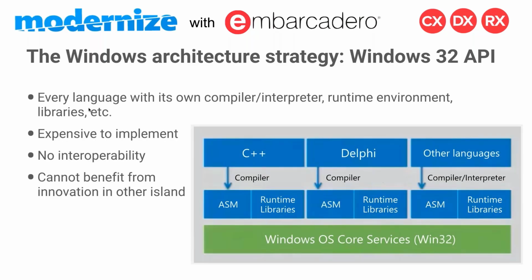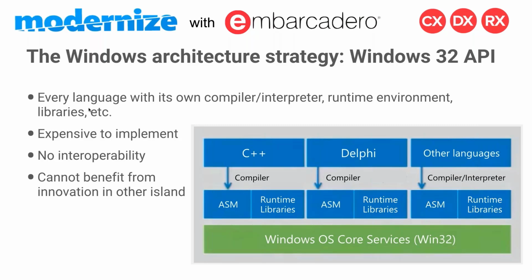In this architecture, every language has its own compiler, interpreter, runtime environment, libraries, etc. Now, you might remember that this has been expensive to implement because each language has its own library, its own runtime, its own implementation of how to talk to the Windows platform underneath. So the interoperability of the applications and the languages was very difficult. So it was very difficult to benefit from innovation in another island.